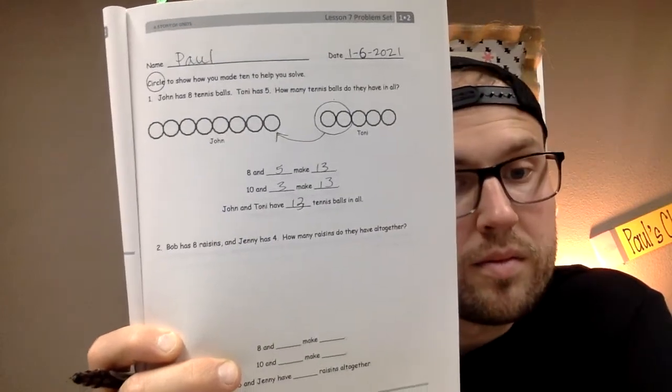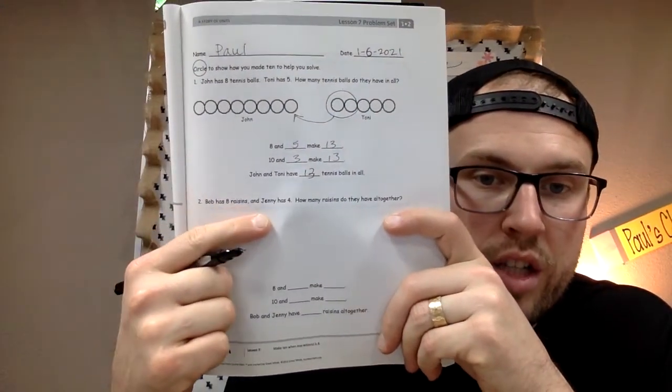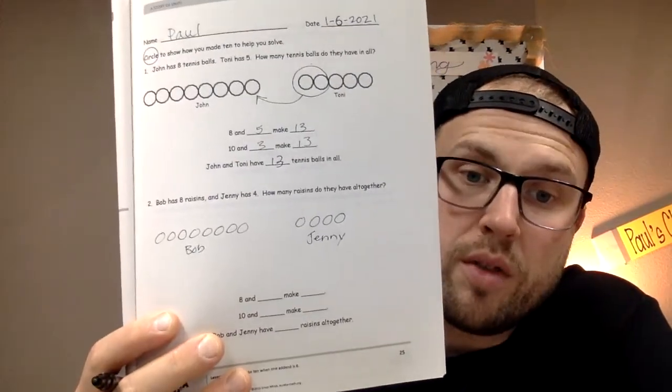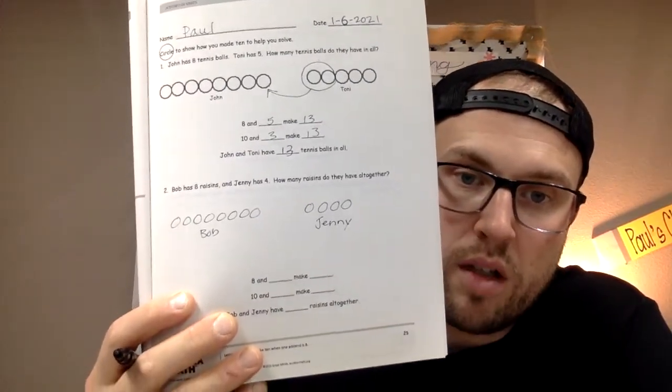Got it? Now down here it says Bob has 8 raisins and Jenny has 4. How many raisins do they have all together? So we're going to draw 1, 2, 3, 4, 5, 6, 7, 8 raisins for Bob and 4 raisins for Jenny. Just like the picture up above, but with different numbers. Bob and Jenny, 8 and 4.